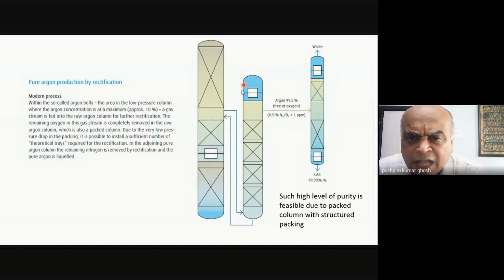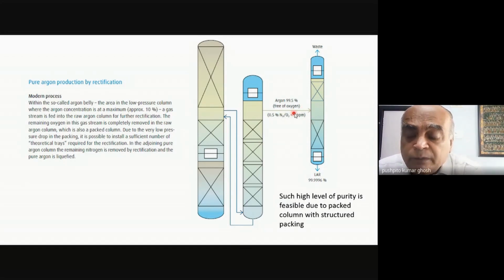So it will largely be nitrogen and argon with a small amount of oxygen. The separation in this column is so good that the oxygen and the nitrogen contents are very low. Oxygen is less than 1 ppm and nitrogen is about 0.5%. Then it is fed to a second rectification column.